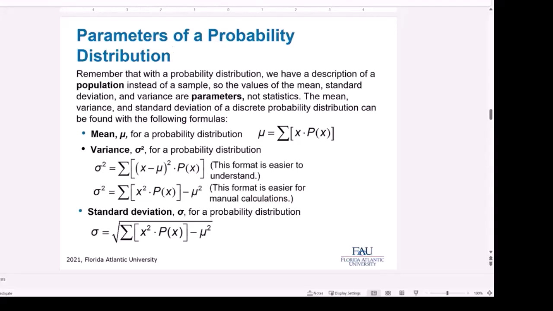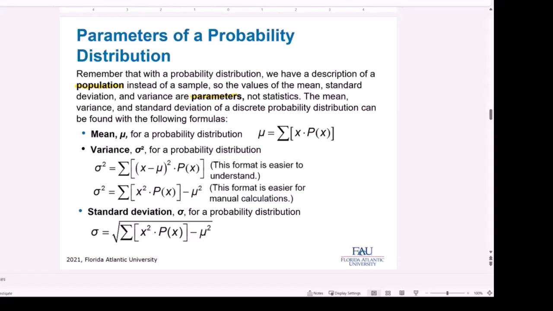parameters of a probability distribution. Remember that with a probability distribution, we have a description of a population, not a sample. So the values of the mean, standard deviation, and variance are parameters, not statistics. The mean, variance, and standard deviation of a discrete probability distribution can be found with the following formulas.